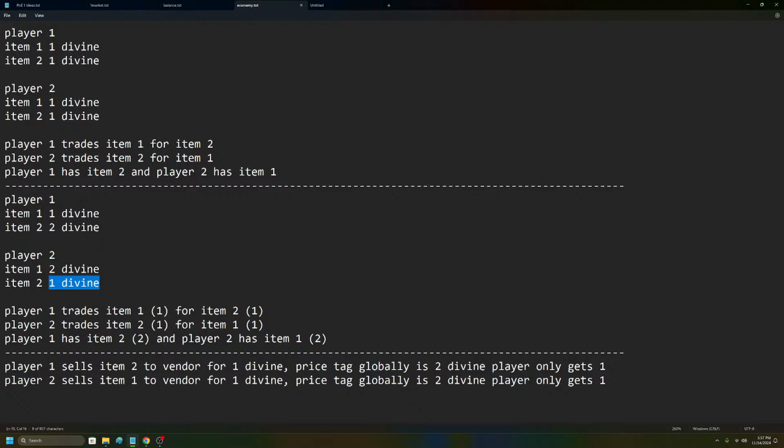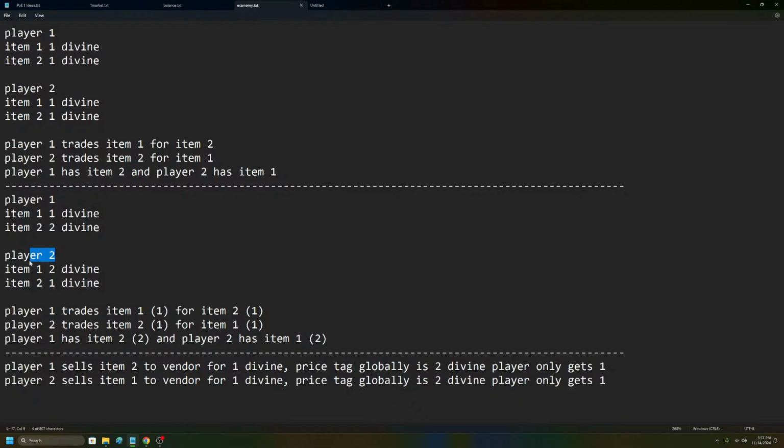So the tag on the item, when player 1 trades item 1 for item 2, as soon as item 2 transfers from player 2 into player 1, that item 2 is going to have the tag of 1 divine. So when player 1 tries to sell item 2 after the trade in their local vendor, they would only get 1 divine based on the tag that they see.